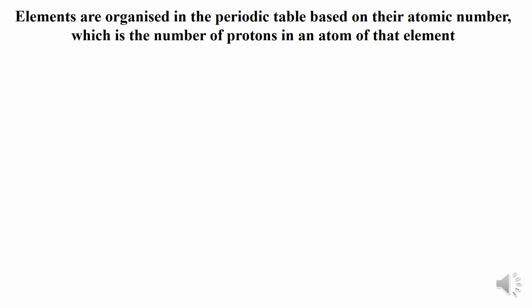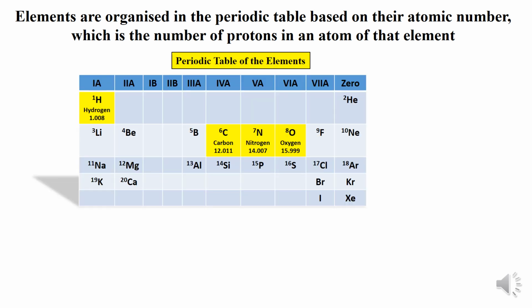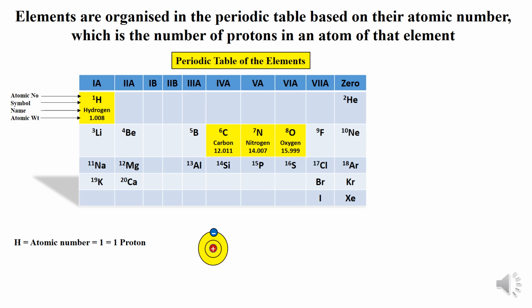So elements are organized in the periodic table based on their atomic number, which is the number of protons in an atom of that particular element. So let's focus our attention on 4 basic elements: hydrogen, carbon, nitrogen and oxygen, and see how they vary. Now hydrogen is the first element in the periodic table. Why is hydrogen the first element in the periodic table? Because its atomic number is 1. Its nucleus has only 1 proton.